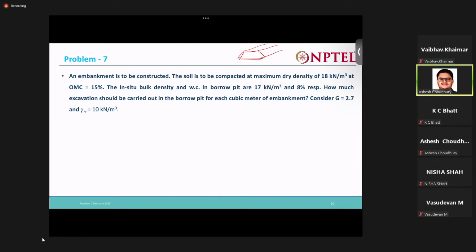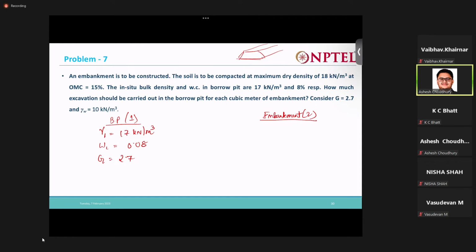So we write down the borrow pit on this side, we call it 1, and here we have the embankment, we call it 2. For the borrow pit, the unit weight gamma is 17 kilonewton per meter cube, water content is 0.08, which is 8%, and our G value is 2.7. These are all given in your question.